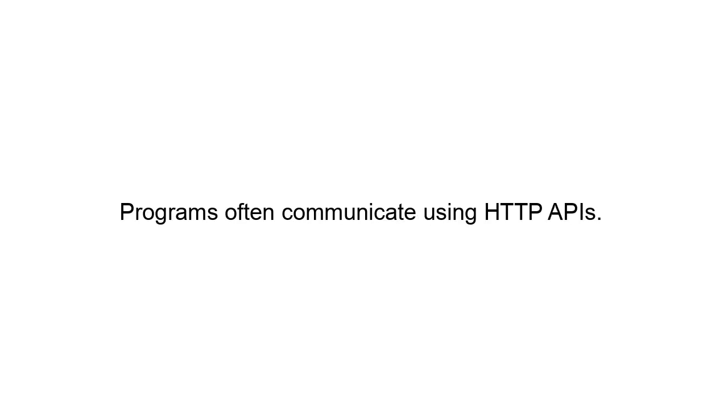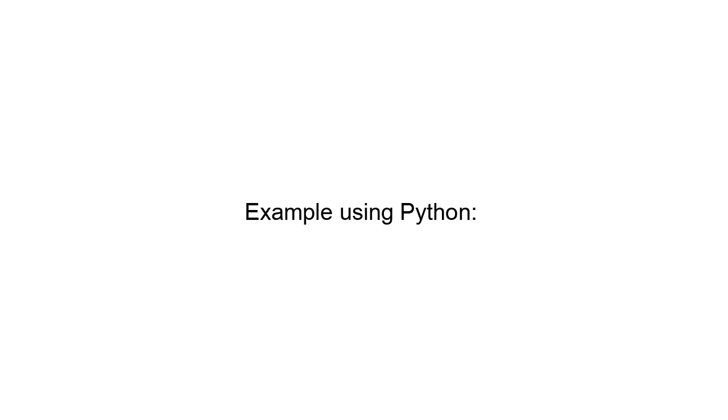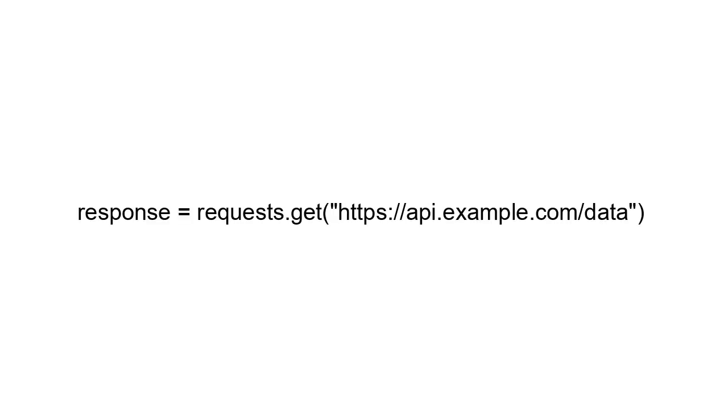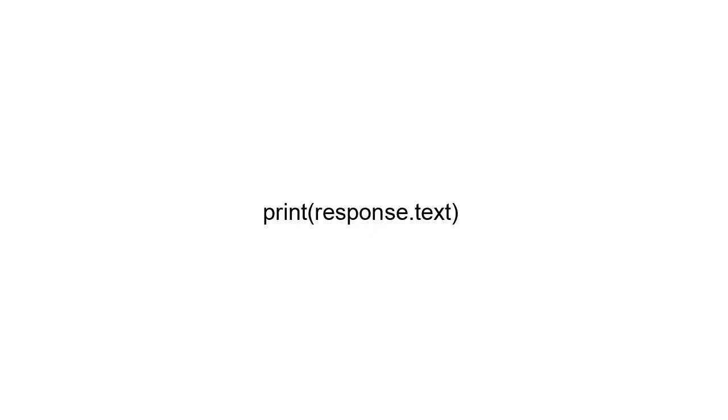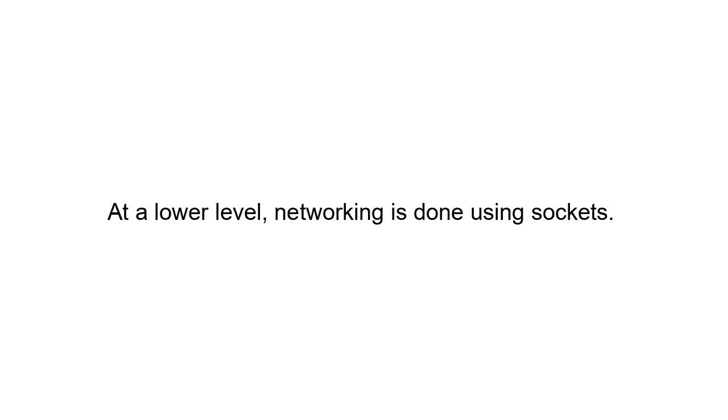Example in Python, HTTP request. Programs often communicate using HTTP APIs. Example using Python: import requests, response = requests.get("https://api.example.com/data"), print(response.text). Explanation. The program sends a network request. The server processes the request. The server returns data. The program reads the response.